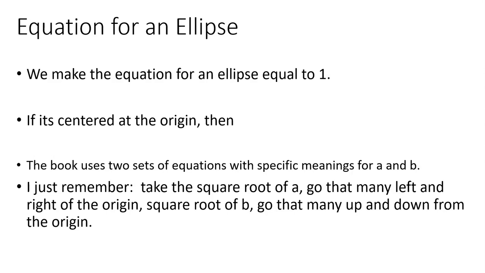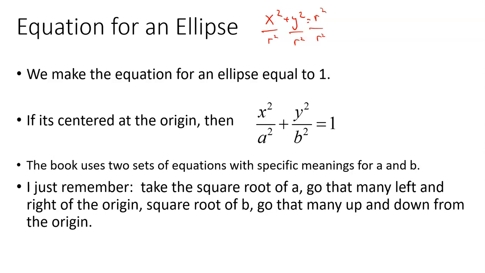When we set up the equation for an ellipse, when we did it for a circle, we had things like x squared plus y squared equals r squared. Well, when we do it for an ellipse, we're going to make that equation equal to 1. So technically, you can write the equation of a circle in the same way, right? If you divide everything by r squared, you would have x squared over r squared plus y squared over r squared equals 1.